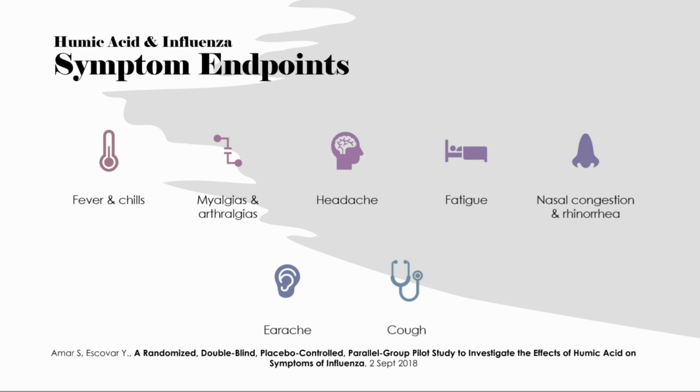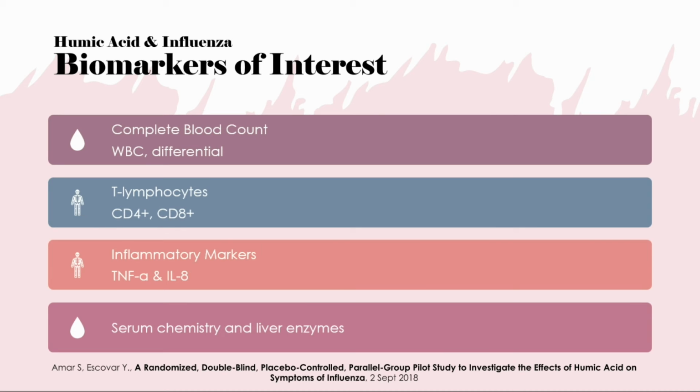The kinds of ideas that we were interested in following when speaking to a patient looked at fever and chills, muscle aches and joint aches, headache, fatigue, nasal congestion, ear aches, and a cough. The blood testing that was conducted during the study looked at white blood cell counts, complete blood counts, immune system markers like CD4 and CD8 cells, inflammatory markers such as tumor necrosis factor alpha and interleukin 8, as well as serum chemistry and liver enzymes.